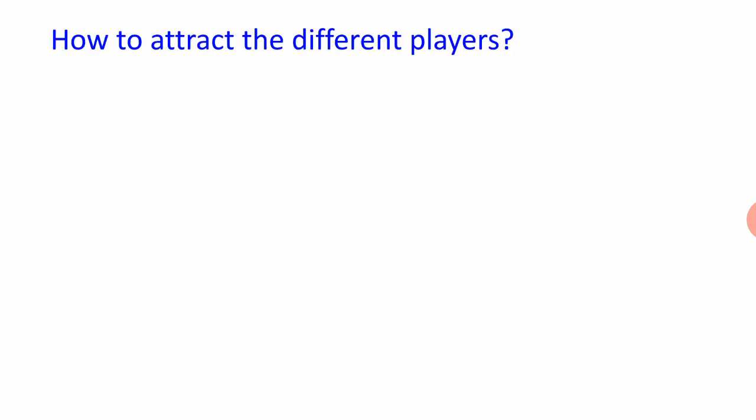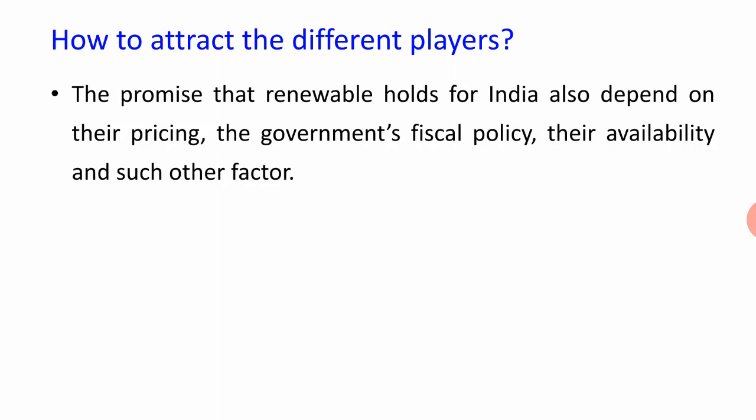And how to attract different players in this case? The Indian government has to take precautions to attract these kinds of funding agents to India. The promise that renewables hold for India also depends on pricing, the government's fiscal policies and availability, and such other factors are also included in this process. That's why Italy and Spain also faced the same problem. Now they are looking at who can provide such facilities.